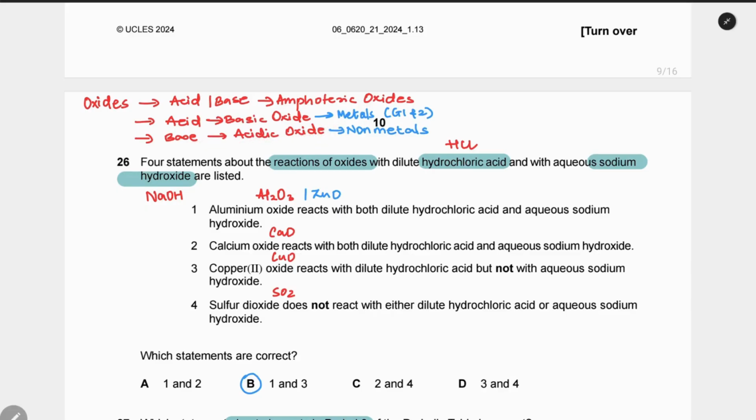How to remember which one is an acidic oxide and which one is a basic oxide? If it's a basic oxide, it mostly contains metals, and metals belonging to group 1 and group 2.